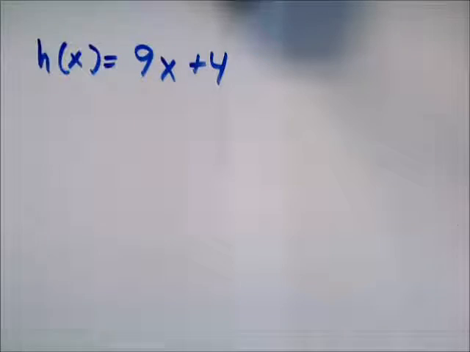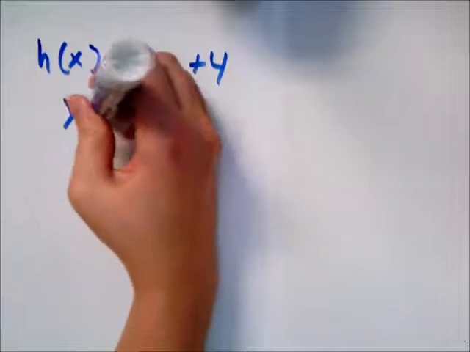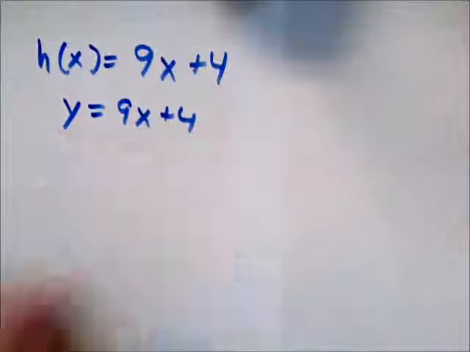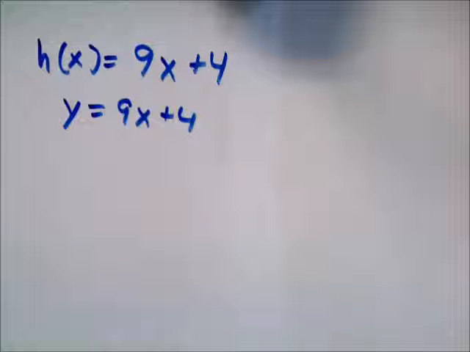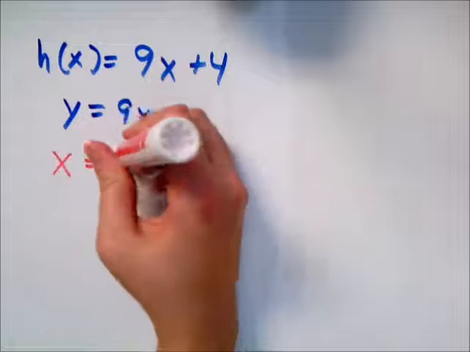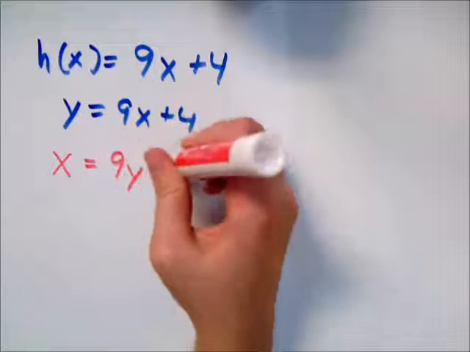It's a little easier to see if instead of h of x you write this as y. Means the same thing, right? You input x and you get out h of x, you input x, you get out y. So first thing you want to do is switch x and y. Where there used to be a y, we're going to write x, and where there used to be an x, we're going to put y.